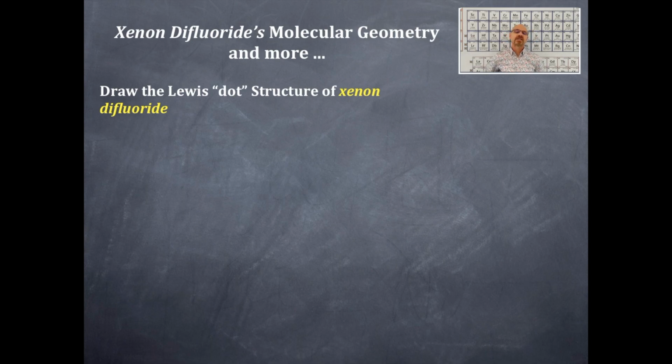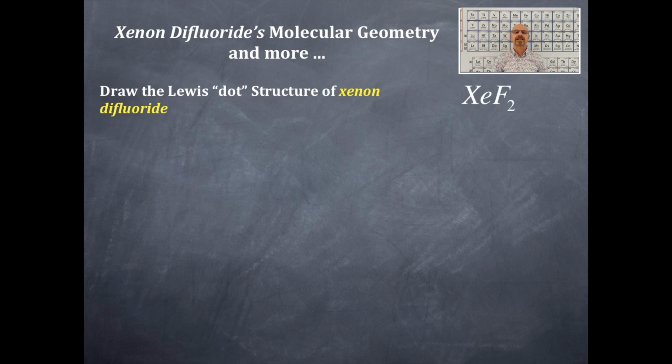Today we're going to do xenon difluoride's molecular geometry and so much more. Yes, I know that xenon is a noble gas, but if you look there, xenon is relatively far down the periodic table and it does interact with other elements. This is just looking at how things work in terms of molecular geometry, just examples. So, xenon difluoride. There's the formula.